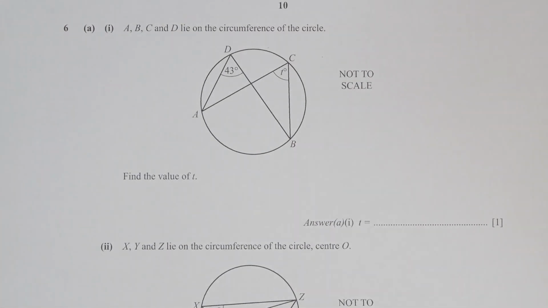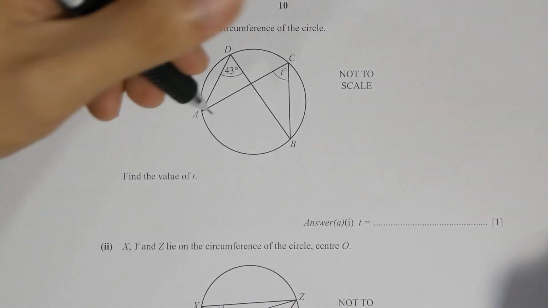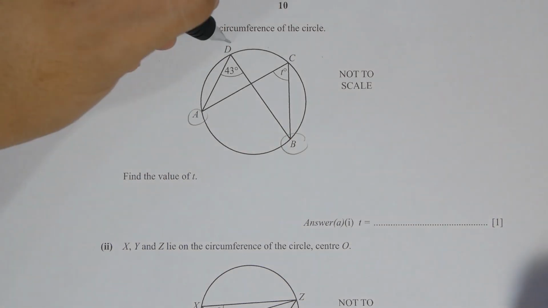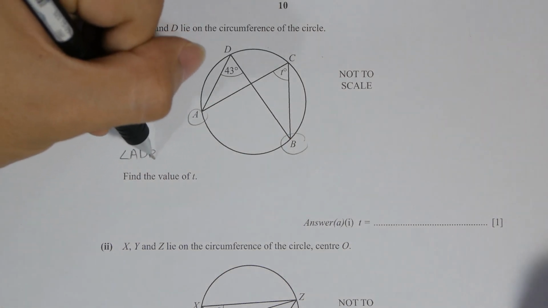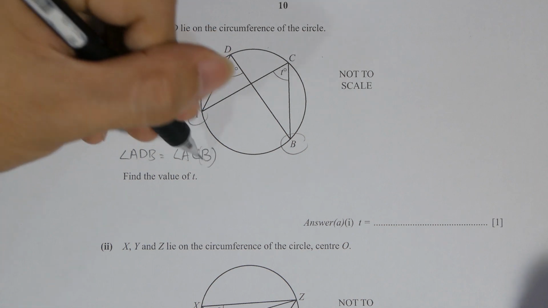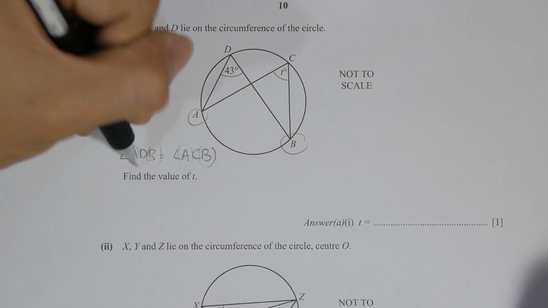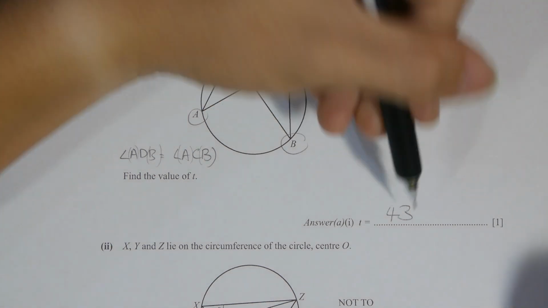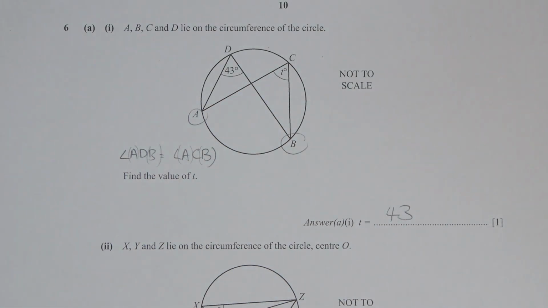So for question 6, part A, number 1. This is actually the angle from the same segment because the starting and ending points are the same. So ADB equals ACB. So T's value will be 43.